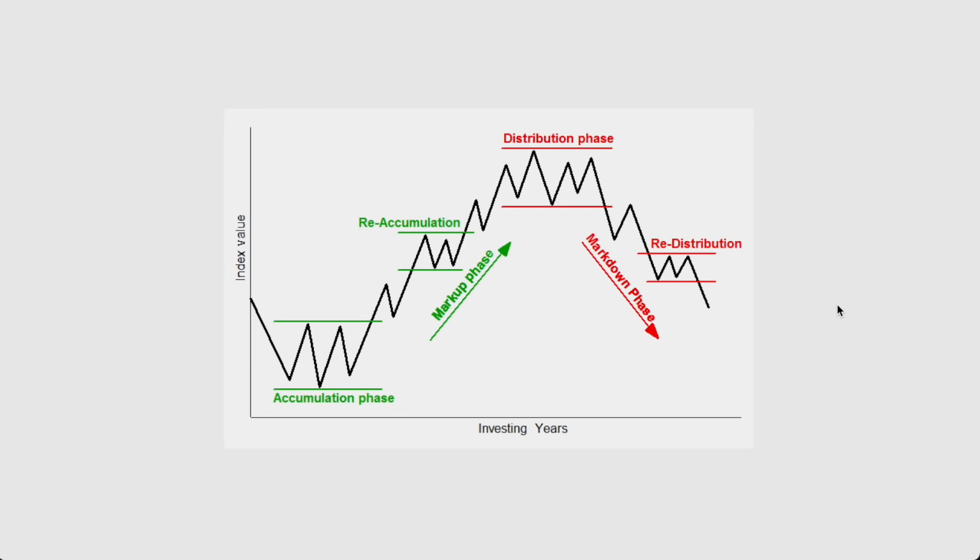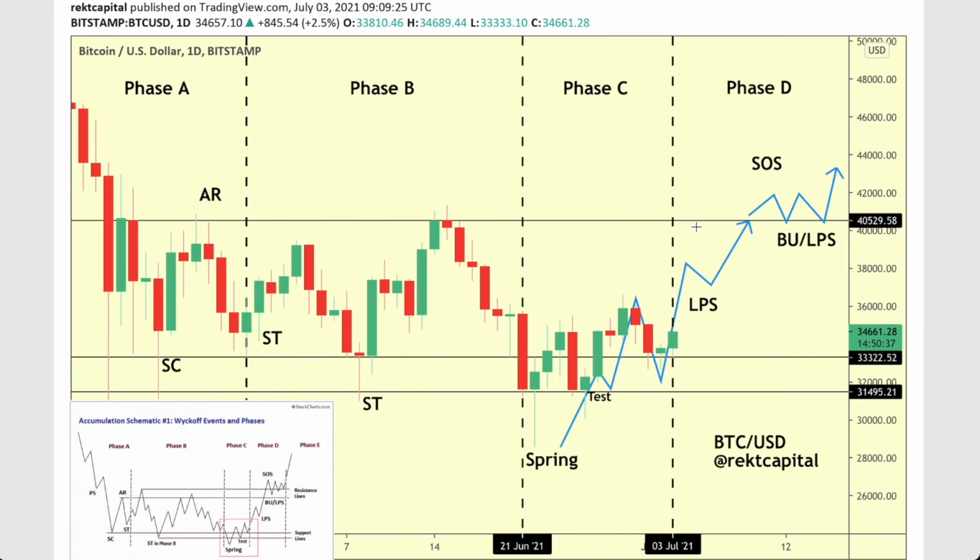And before I wrap up this video, I just want to talk about the potential redistribution. This was a video I made yesterday, and I spoke about how we really need to see the bottom of the distribution range turn into a resistance, so effectively this phase, before we can talk about redistribution. Does this test need to happen? Not necessarily, but according to the schematic, this is what should happen for us to confirm the Wyckoff distribution range.